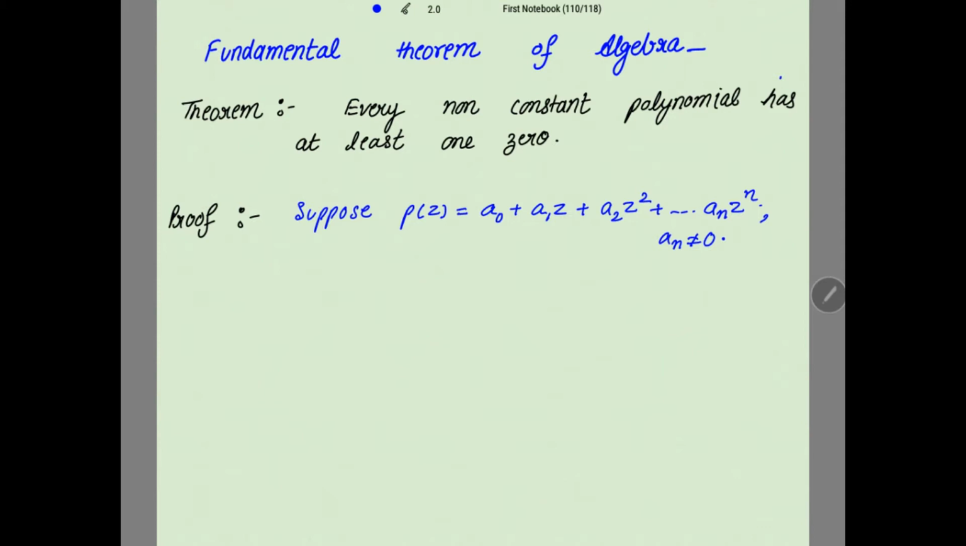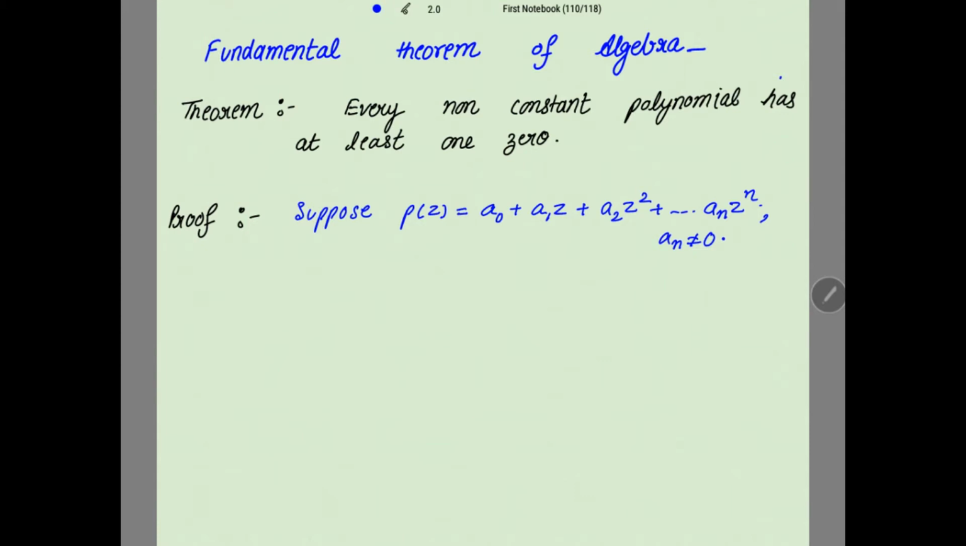What is the meaning of root? Suppose you have a function x minus 1. What is the root for this function? x equal to 1, the value for which this function vanishes, right? So we have to prove that this polynomial has at least one zero, at least one root.